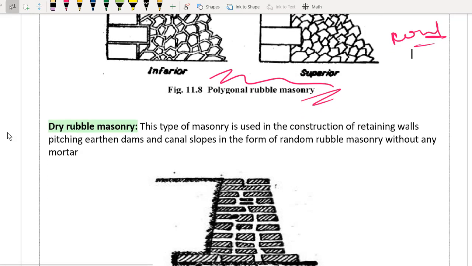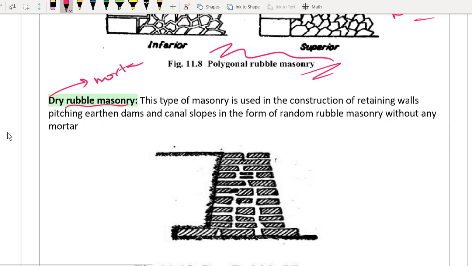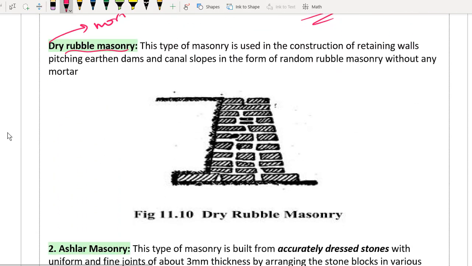Okay, next is dry rubble masonry. Dry means there is no mortar. You are not using any mortar, you are just keeping the rocks. In all the above cases you had some mortar also, you can see, you will obviously have mortar like this. But here, for the first time, you won't have any mortar, you just put the rocks. Where will you place them? For example near a dam, or for a retaining wall. So all this comes under dry rubble masonry.